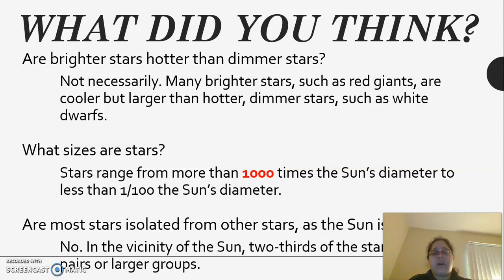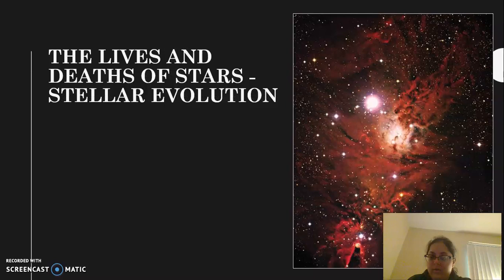And are most stars isolated from other stars as the sun is? No, actually, in the vicinity of our sun, 2/3 of stars are found in pairs or larger groups. If you watch Star Wars, for example, on Tatooine there were two suns. That's a thing. Within our range, there are often solar systems with two or more stars all hanging out together.